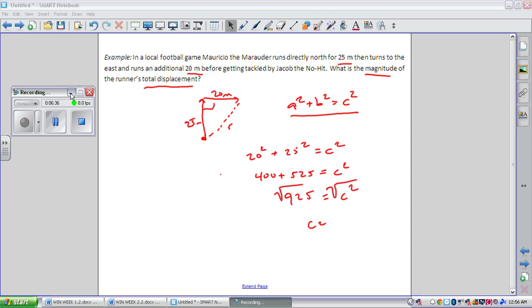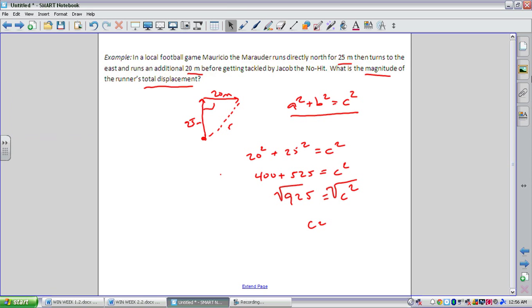I need to make a correction here. So this actually is going to be 625. 25 squared is not 525. After I said that, I went back and double checked. It's 625. And so 625 plus 400 is 1025. And you take the square root there, and that'll give you your magnitude for the resultant vector in this example.